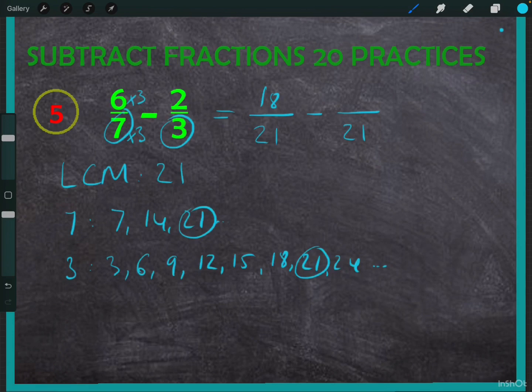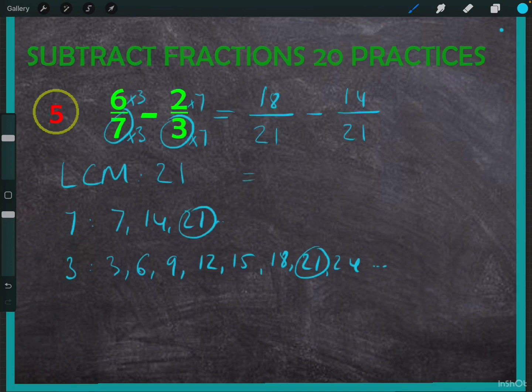For the second fraction, from 3 to get to 21, we must times 7. And when we times 7 to 3, we must times 7 to 2. 7 times 2 is 14. 14 over 21 is equivalent to 2 over 3.